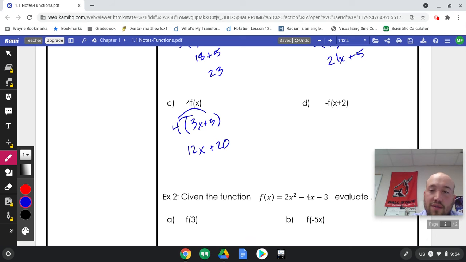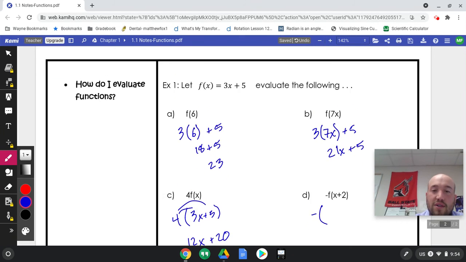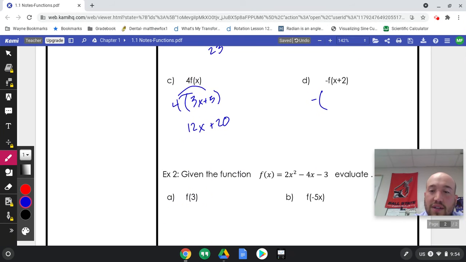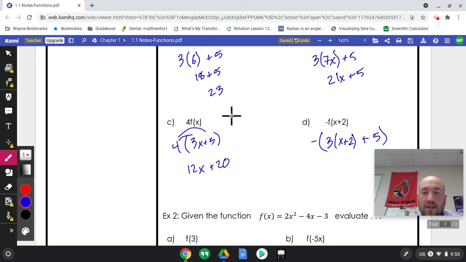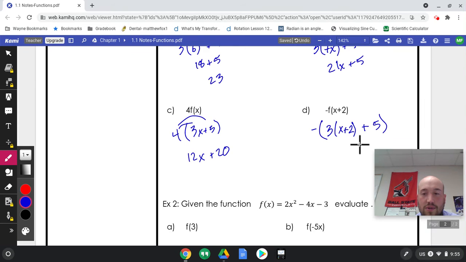On your next one, there's a negative out front, so negative. Then we put parentheses. Now it was 3x plus 5. In place of the x, though, we're going to have to put this x plus 2. And then don't forget, there's the plus 5. So once again, we put the negative out front. So parentheses around this with the negative out front. Then 3 instead of the x, we put what's in the parentheses, so x plus 2.